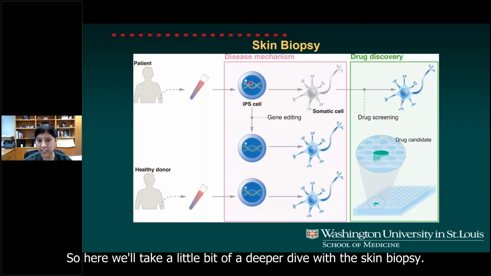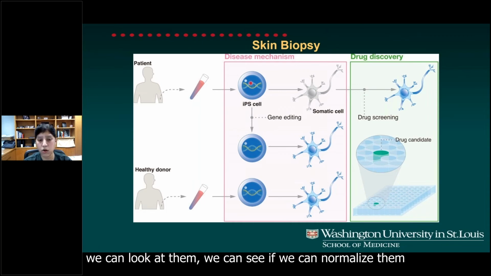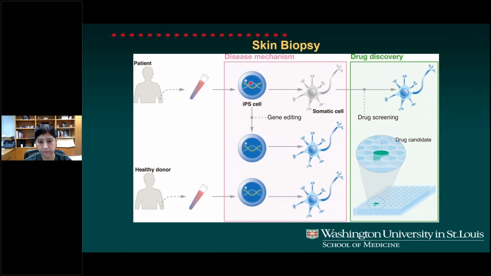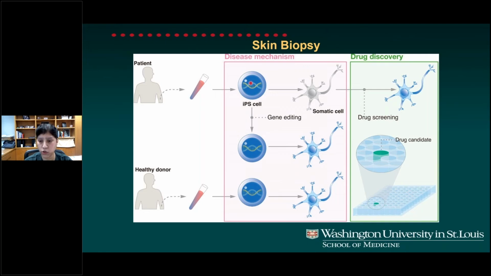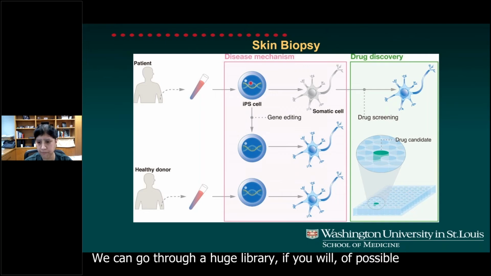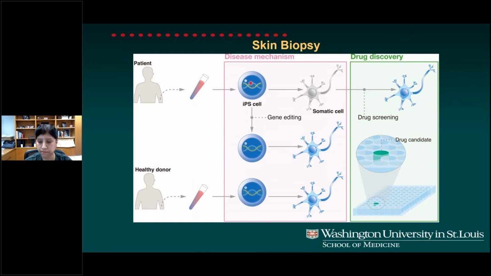So here, a little bit deeper dive with the skin biopsy, we can take samples from a patient versus someone who's otherwise not affected with FTD. Going through the top panel, we can push those cells, we can look at them, we can see if we can normalize them or make them better functioning. We can see what the disease looks like in an individual. We can screen drugs that will then work for that individual. We can go through a huge library of possible drug opportunities that can be further developed. So these are all the reasons we poke and prod you, because we collect a great wealth of information.